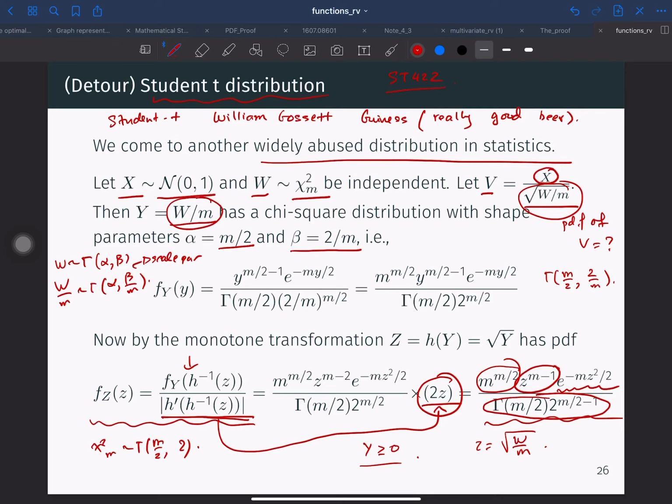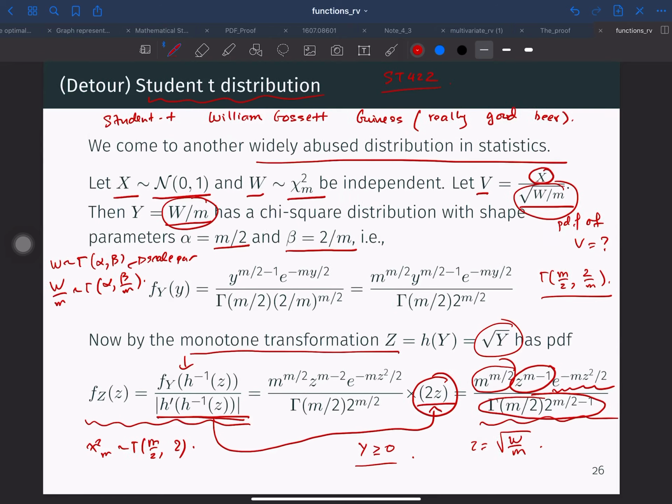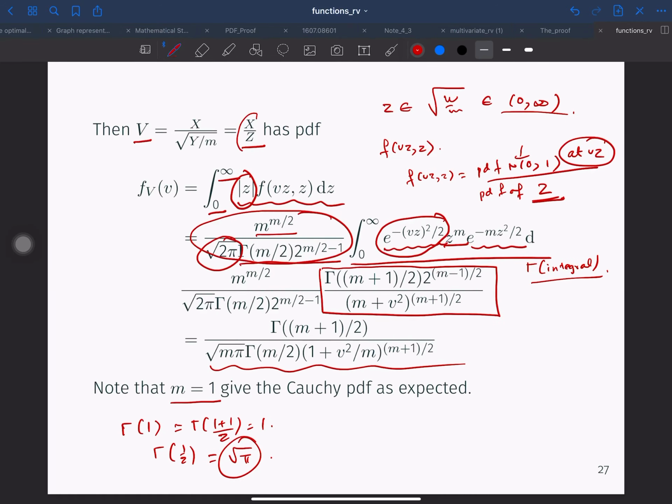I know what that is, that's gamma. Now, what is the distribution for the square root? I know what that is, monotone transformation. Then what is the distribution for the ratio? I know what that is, this convolution. I saw that before. How do I evaluate this integral? Once again, the gamma integral. Then after that it is all algebraic manipulation.